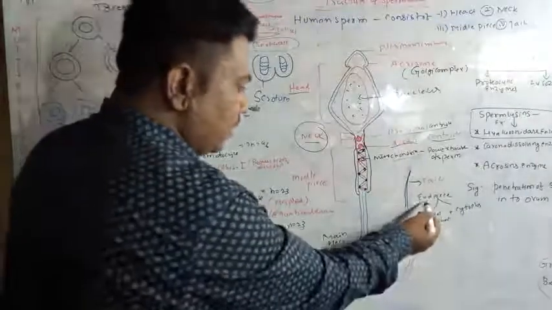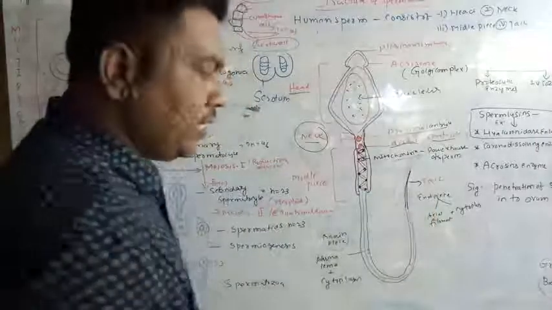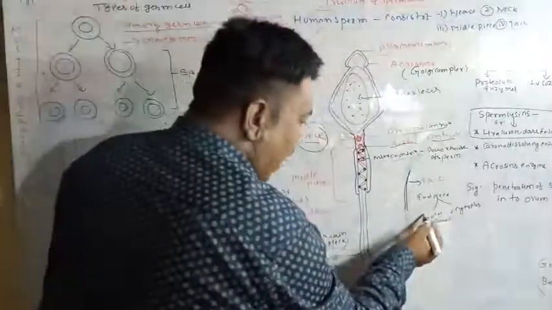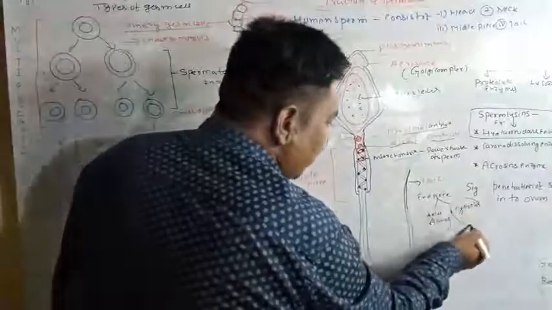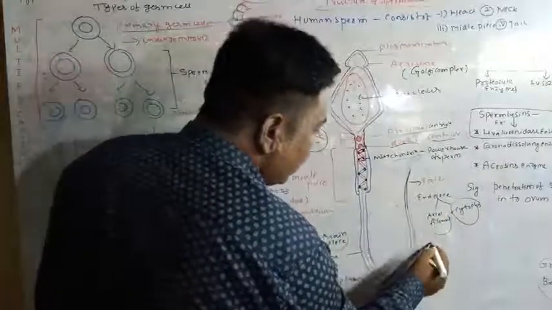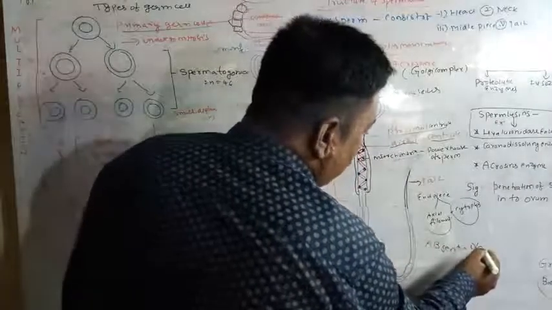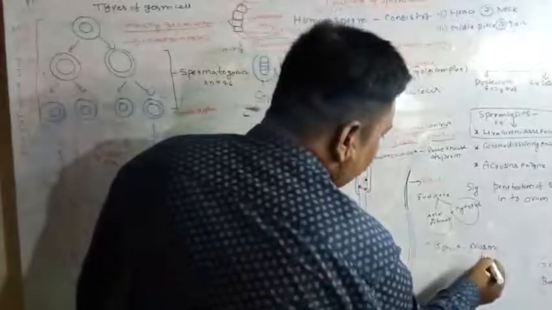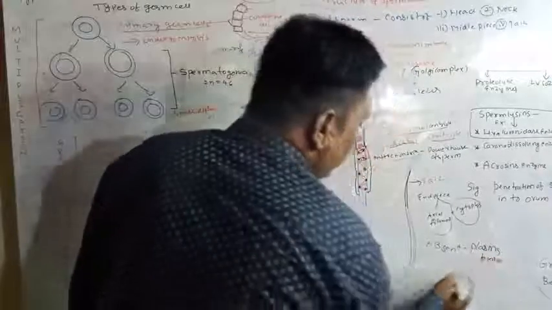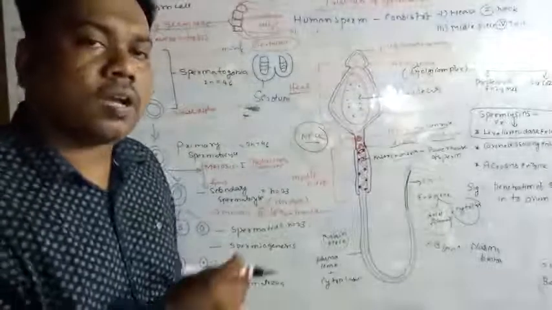And the end piece. The posterior part of the main piece is said to be the end piece, and this end piece has axial filament plus cytoplasm. But here in the end piece, plasma lemma is absent. Very important beta. Absence of plasma lemma. Right, this is very important beta. You keep it in your mind.